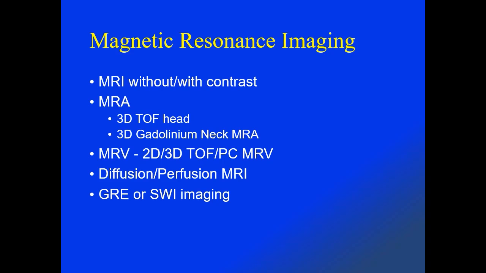MRI can also be used in certain patients to assess for intraparenchymal pathologies. MRA can be used to assess for arterial pathology, including aneurysms and AVMs. MR venogram can be used to assess for, again, AVM, as well as any major dural sinus thrombosis or stenosis. Gradient echo and SWI imaging can be helpful to identify small foci of parenchymal hemorrhages.